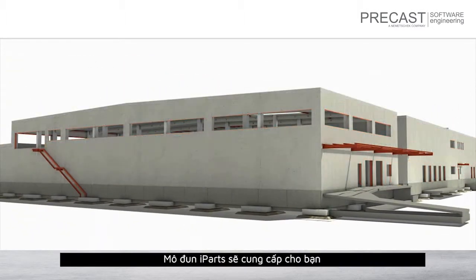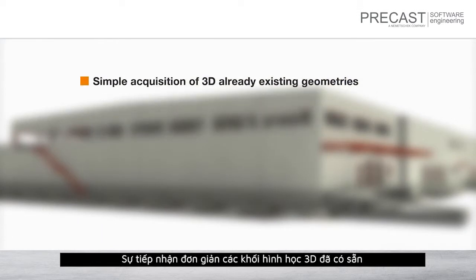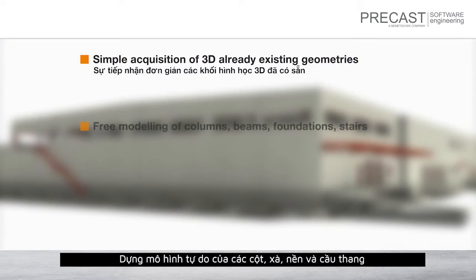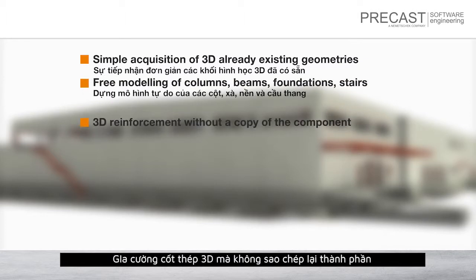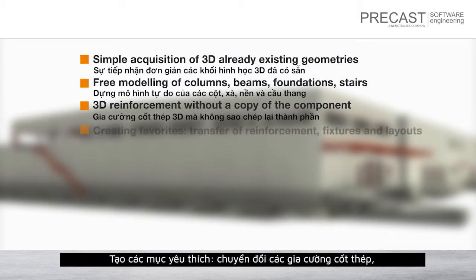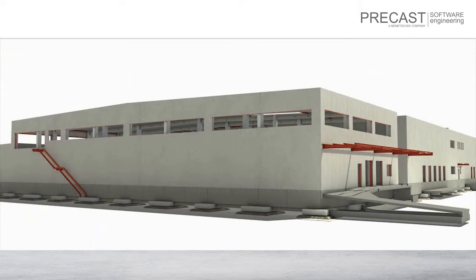The iParts module offers you simple acquisition of 3D already existing geometries, free modeling of columns, beams, foundations, stairs, 3D reinforcement without a copy of the component, creating favorites, transfer of reinforcement, fixtures and layouts.